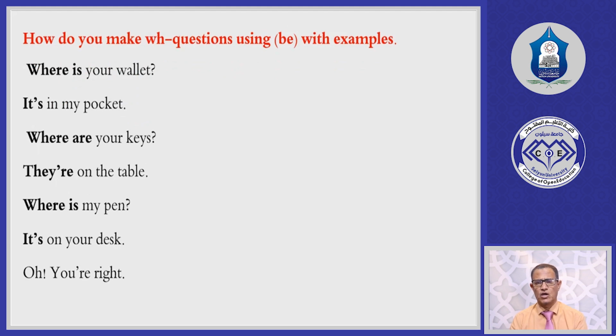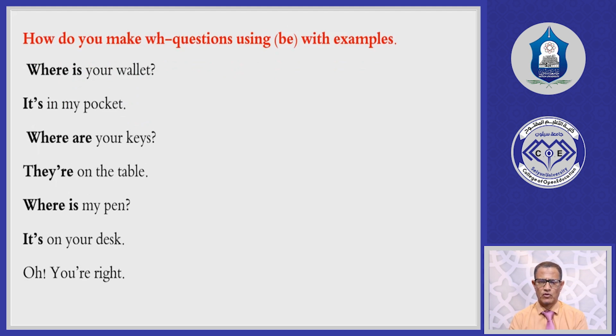Where are your keys? Why are? Because we have keys, plural. So we have the WH word, and then verb to be, and then the rest. Where are your keys? They are on the table. So why do we use they are here? Because the question here is about plural. They are on the table.